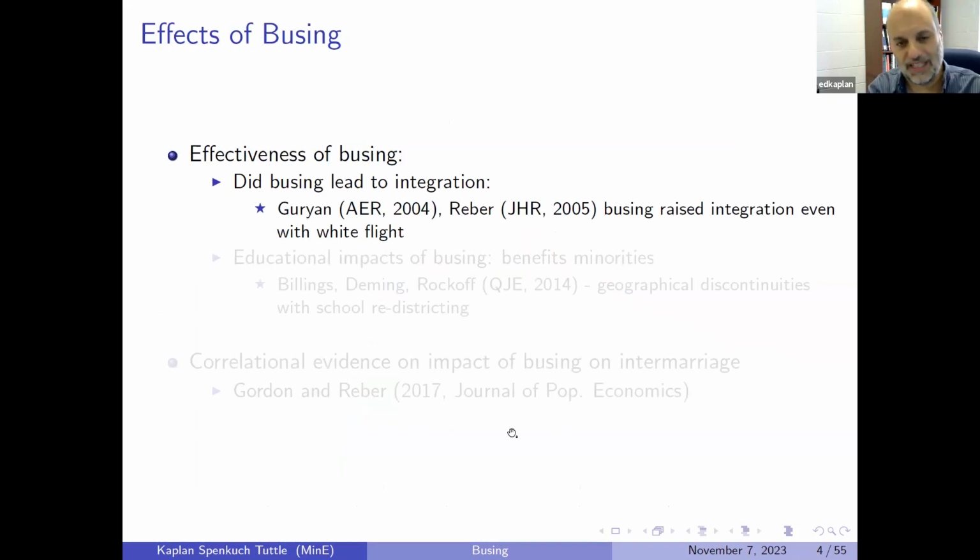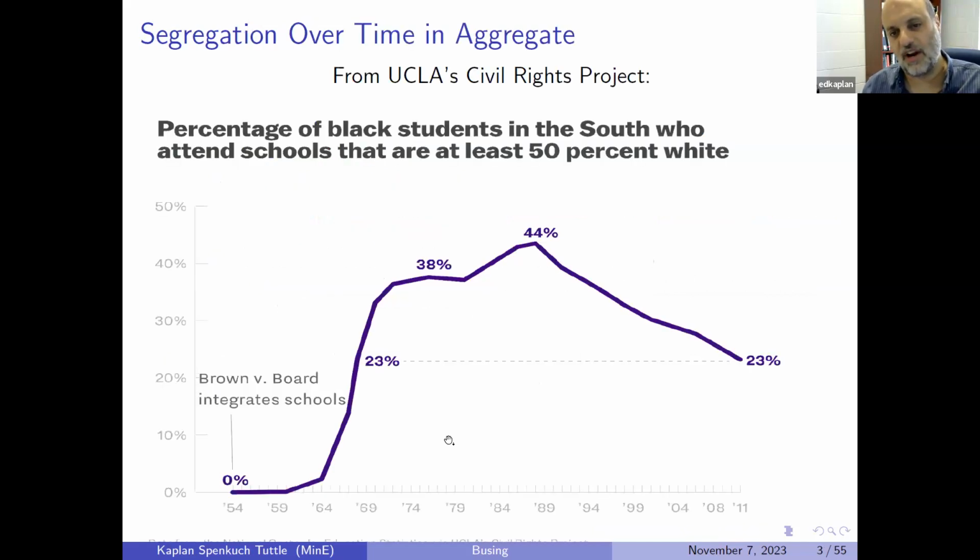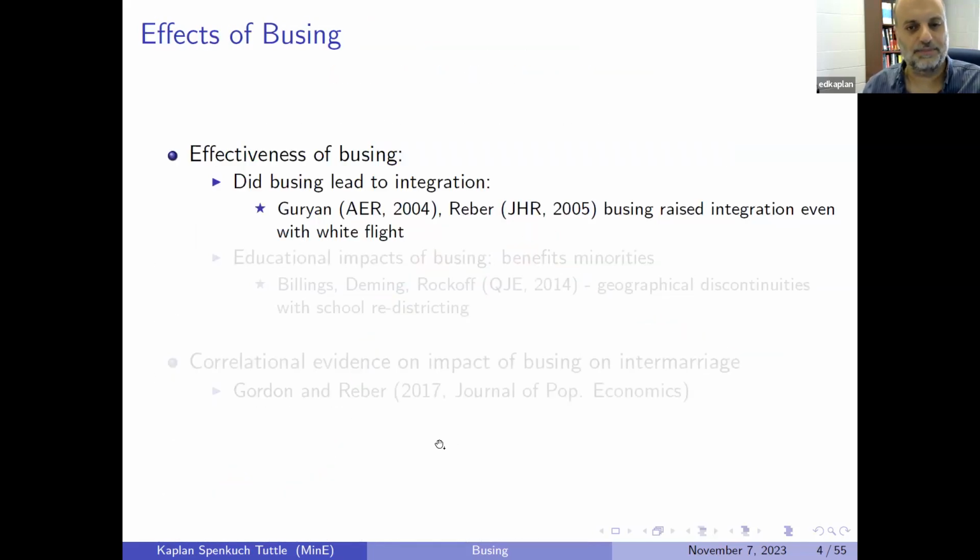There's been a lot of prior work in economics on busing and its impact. The first question that people have asked is, did busing lead to integration? Guryan and Reber both looked and found that, one, busing did lead to integration, but two, it also led to the flight of white families out of those school districts. Sometimes they would put their kids in private schools. Sometimes they would actually leave the school district to go to a more white school district, but nonetheless, they did find that there was a significant increase, as you can see in this prior figure, in integration.